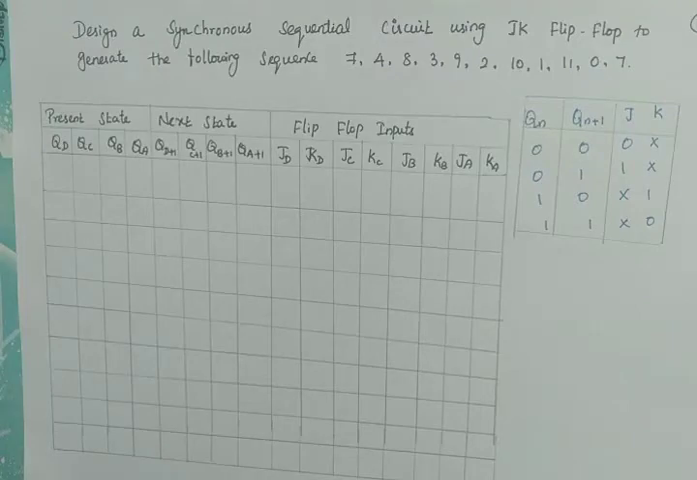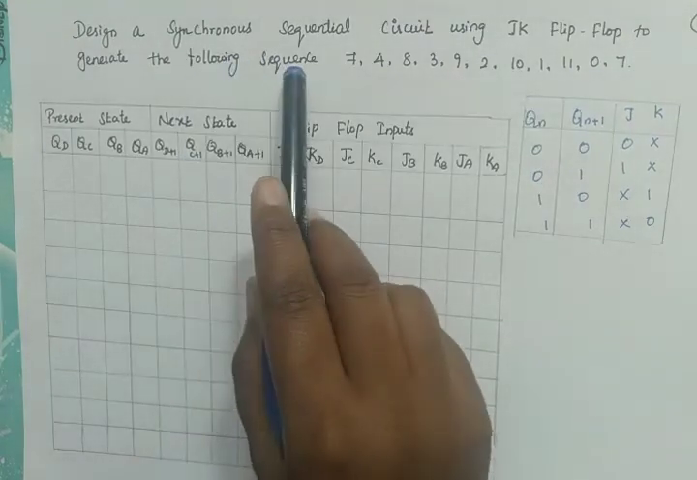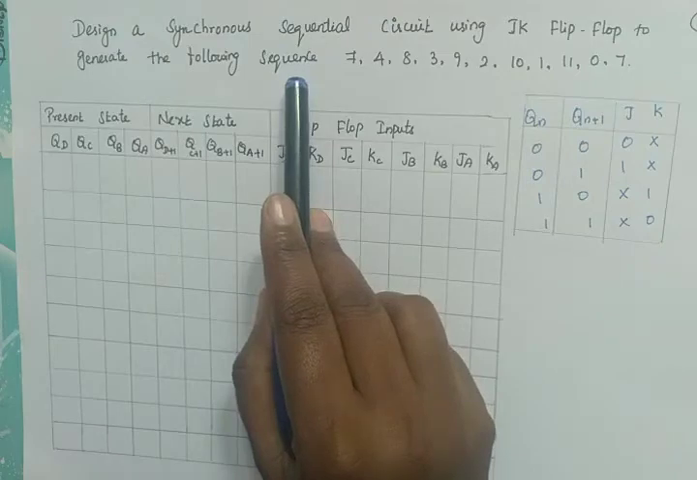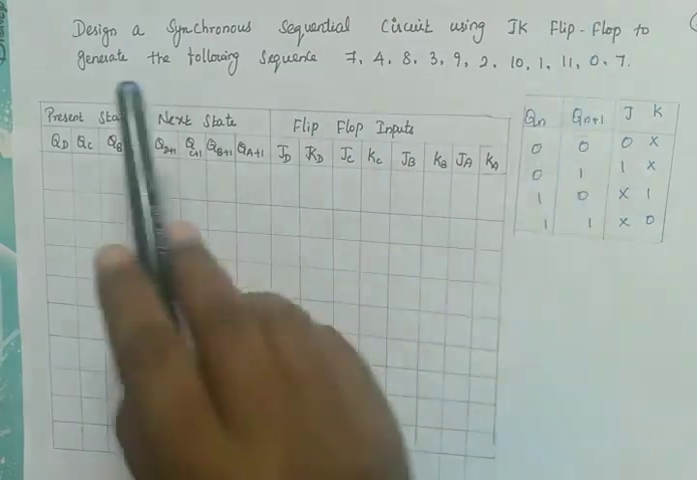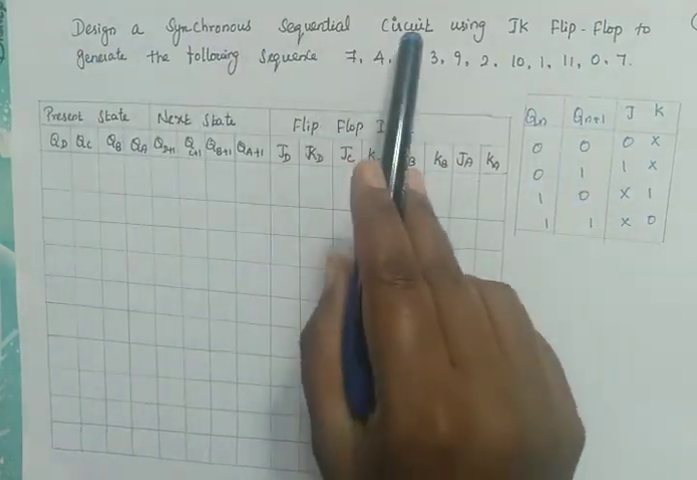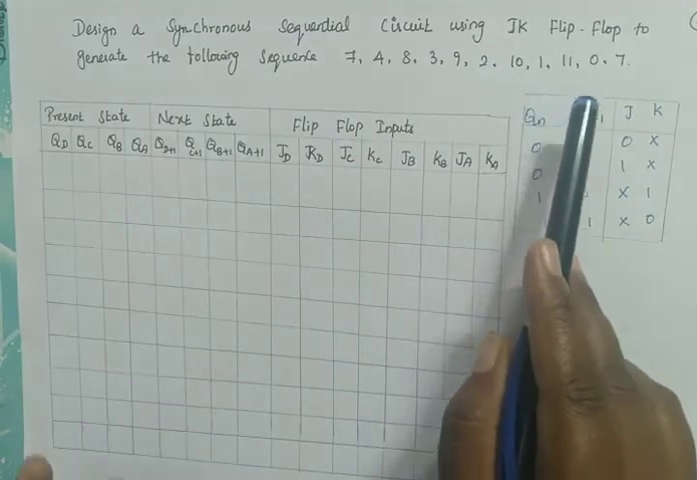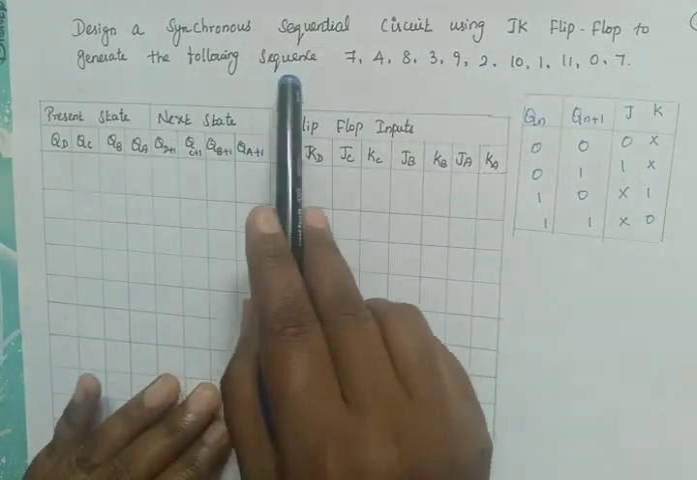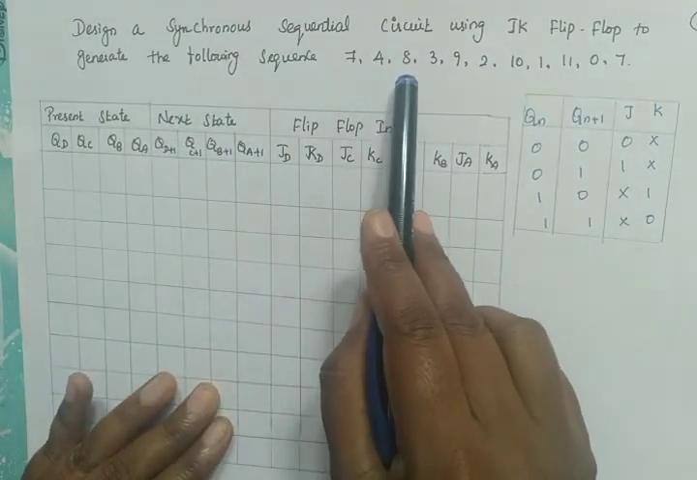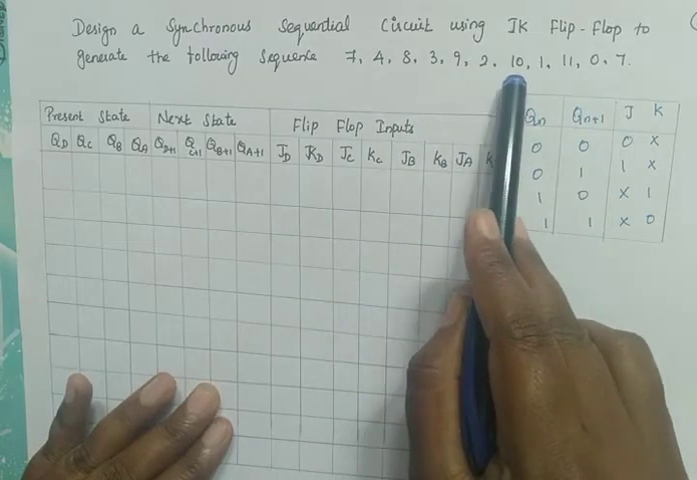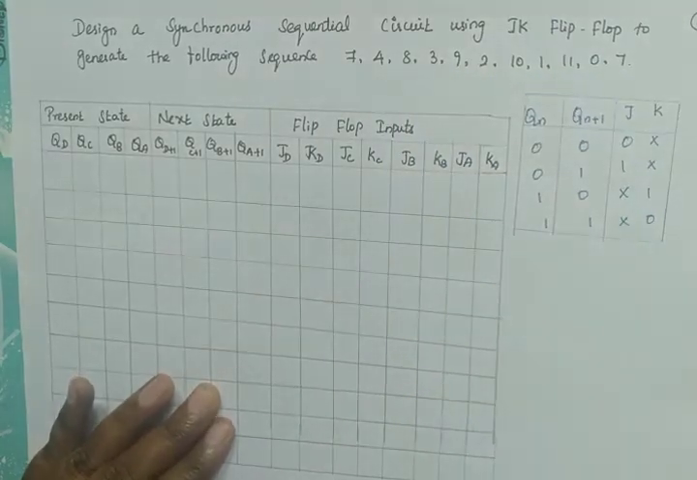Good morning. Today we'll solve a problem for a synchronous sequential circuit which uses JK flip-flop. Design a synchronous sequential circuit using JK flip-flop to generate the following sequence: 7, 4, 8, 3, 9, 2, 10, 1, 11, 0, 7.